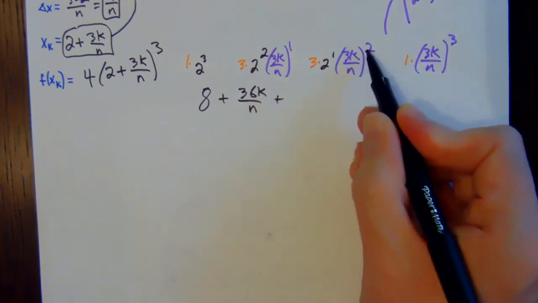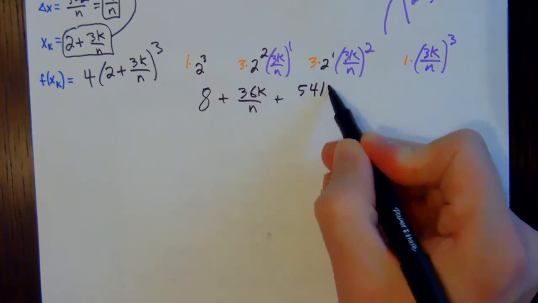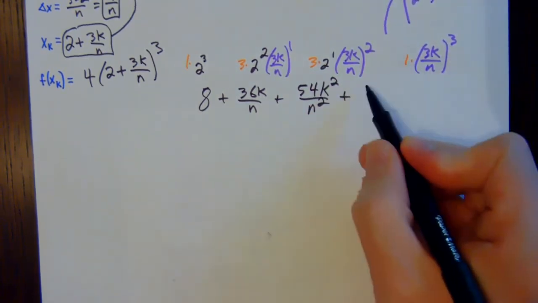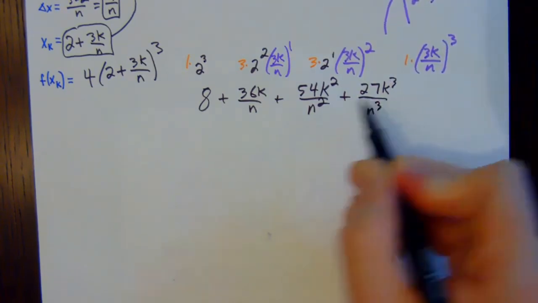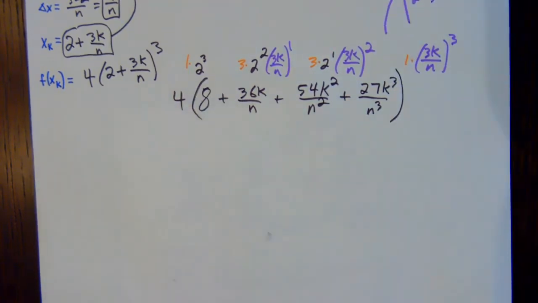This will be a 3 squared, which is 9, times that 6 right there, so that'll give us 54k squared over n squared. And then you're going to cube it, so you're going to get a 27k cubed over n cubed. And then remember to carry down this 4. I'm not going to distribute that 4, because we're going to end up pulling it out anyway. If you just distribute, you're unnecessarily making those numbers too large, and it's going to make it worse than it has to be.